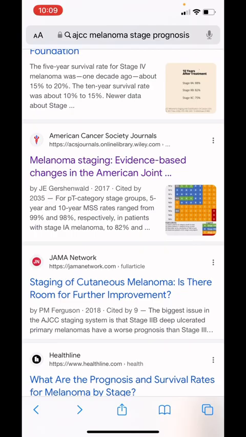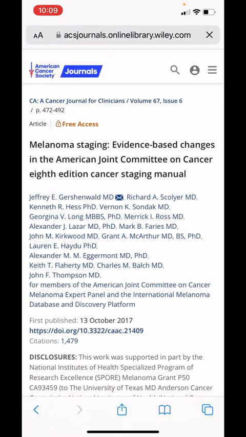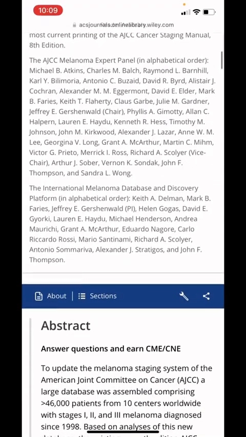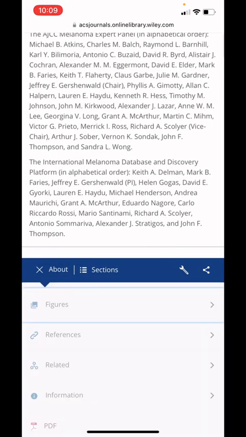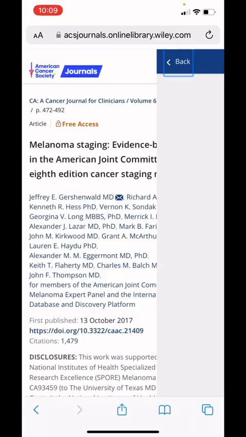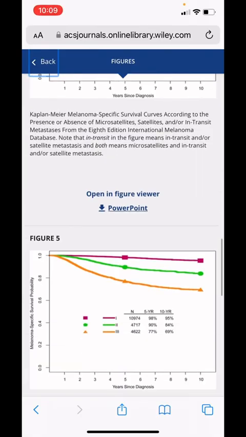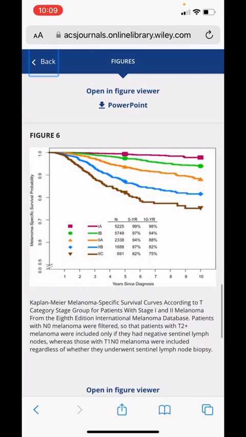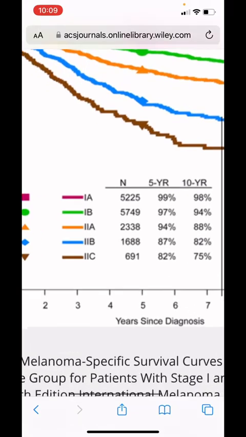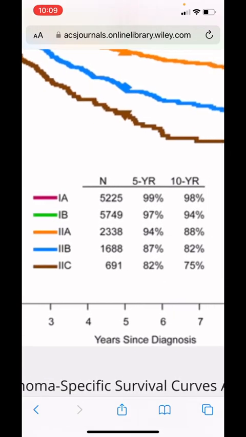Then you would like to know what is the prognosis of stage 2C melanoma. Well, you come to this article. It's called Melanoma Staging: Evidence-Based Changes in the American Joint Committee on Cancer, I think it's the AJCC 8th edition. You click on it, you go down and you go to the figures. And the figures, we're going to go directly to the stages. Right there.